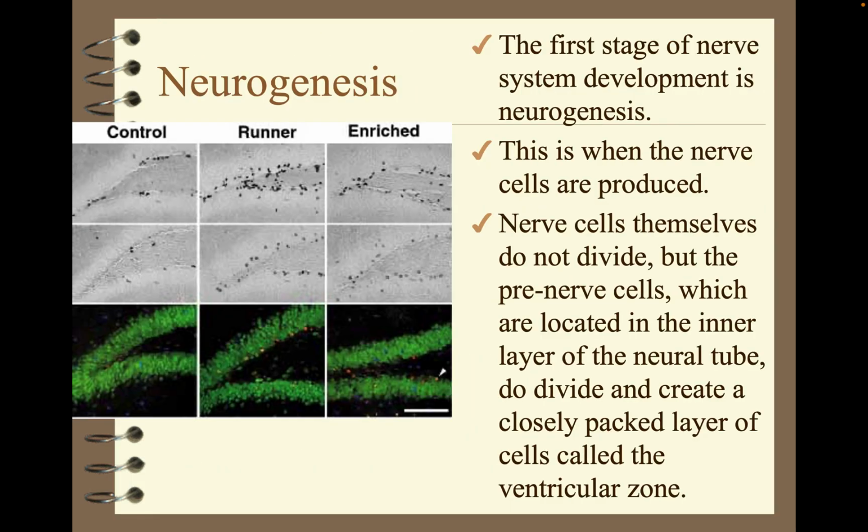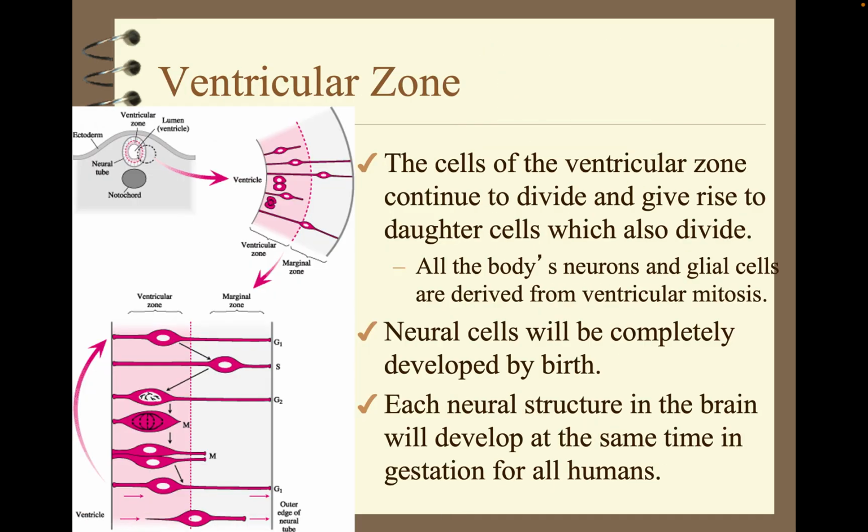The first stage of nerve system development is neurogenesis. This is when the nerve cells are produced. Nerve cells themselves do not divide, but the pre-nerve cells, which are located in the inner layer of the neural tube, do divide and create a closely packed layer of cells called the ventricular zone. And this is what the ventricular zone looks like. The cells of the ventricular zone continue to divide and give rise to daughter cells, which also divide. All the body's neurons and glial cells are derived from ventricular mitosis. Neural cells will be completely developed by birth. Each neural structure in the brain will develop at the same time in gestation for all humans.